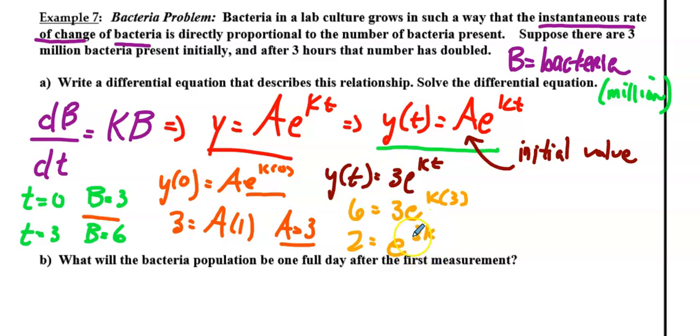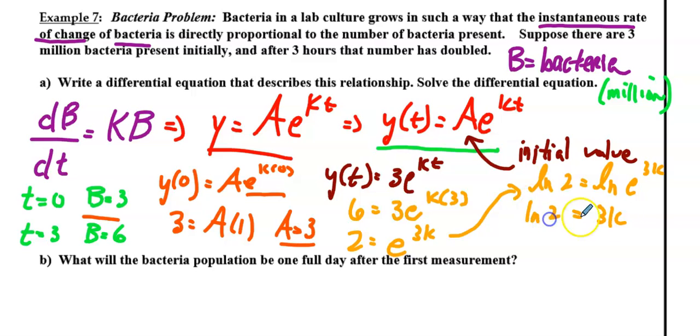In order to get this exponent down, we can take the natural log of both sides. And so the natural log of e raised to anything is just going to simply be that exponent. And so k is going to be equal to 1/3 the natural log of 2.